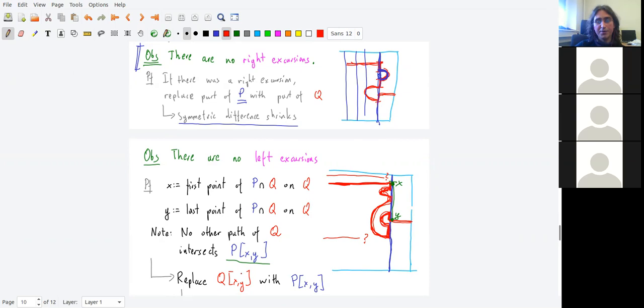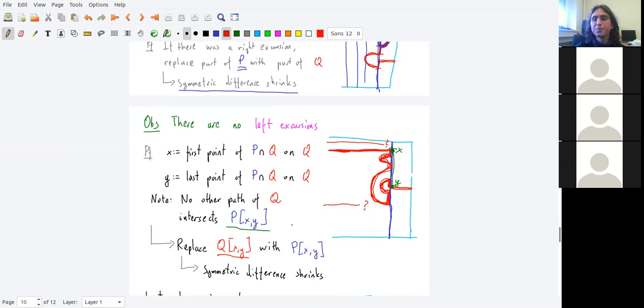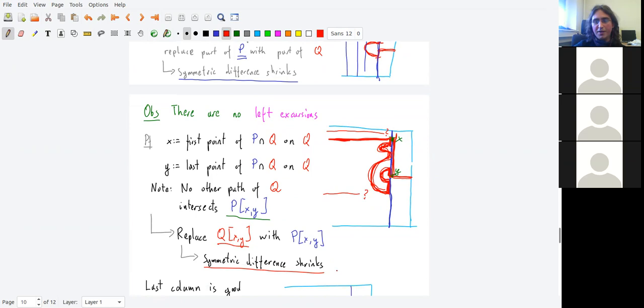So now I can make a replacement on the red path Q. Instead of going through all these excursions to the right, to the left, I could simply replace it with this part of the blue path. And again, in this way, if there are any excursions to the left, I made the symmetric difference between the two flows actually shrink because I now use only paths that are in common. Good. So this means that there are no left excursions and there are no right excursions.